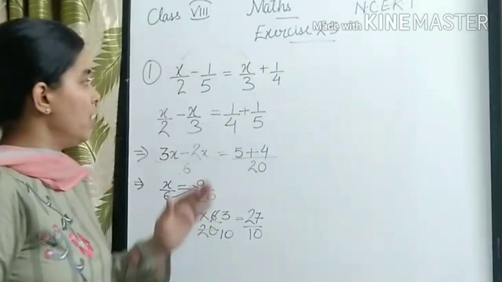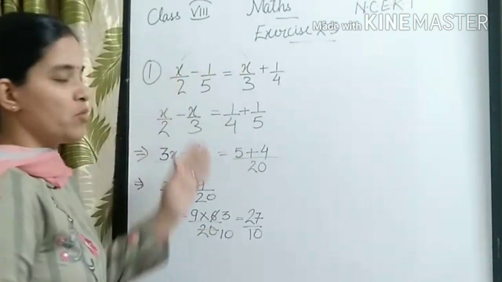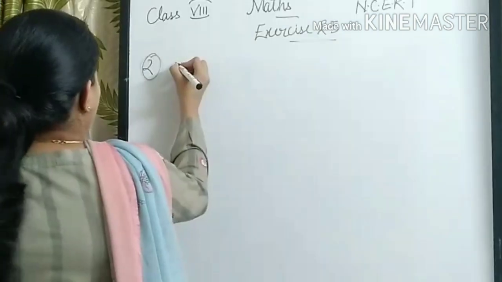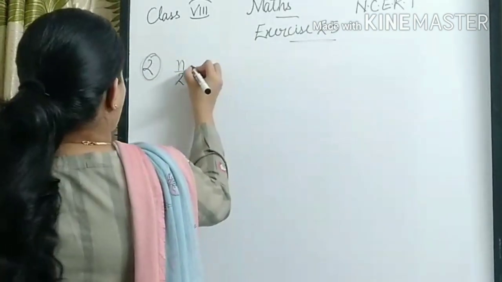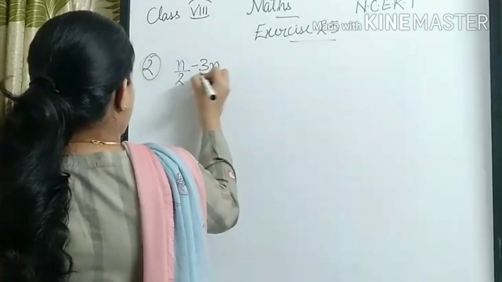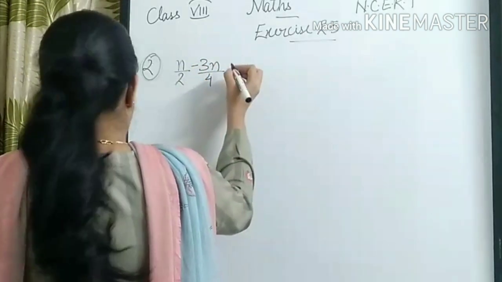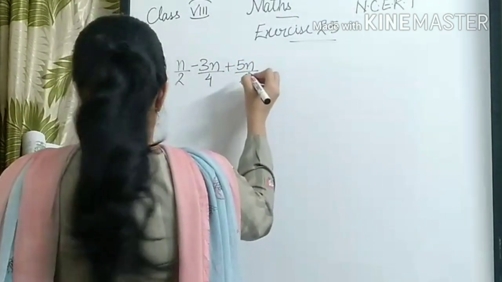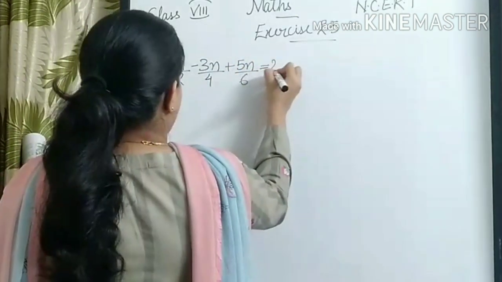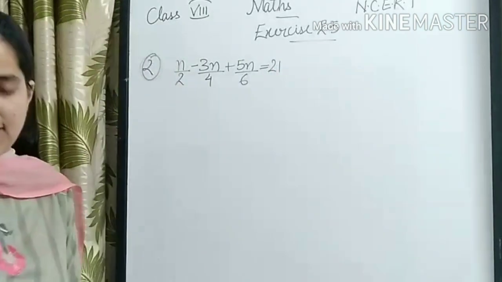What we are doing here? We are just taking the like terms on the other side. The next question: n upon 2 minus 3n upon 4 plus 5n upon 6 is equal to 21.